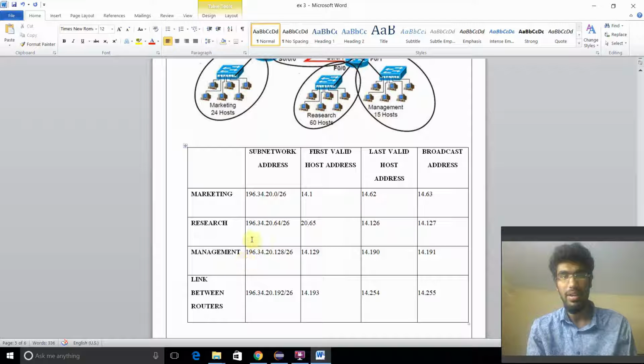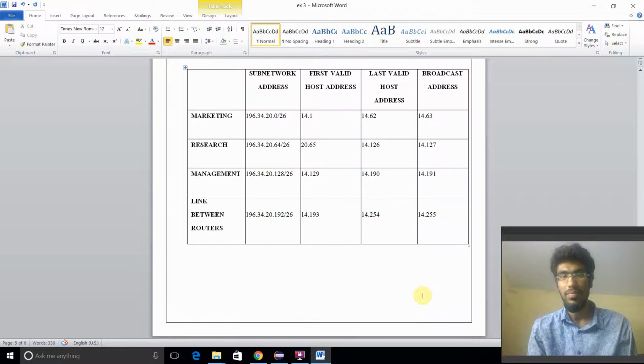Likewise, for management, the subnetwork address is 196.34.20.128 and the first valid host address is 20.129 and the last valid host address is 20.190 and the broadcast address is 20.191. And for the link between routers, the subnetwork address is 196.34.20.192 and the first valid host address is 20.193 and the last valid host address is 20.54 and the broadcast address is 20.255.